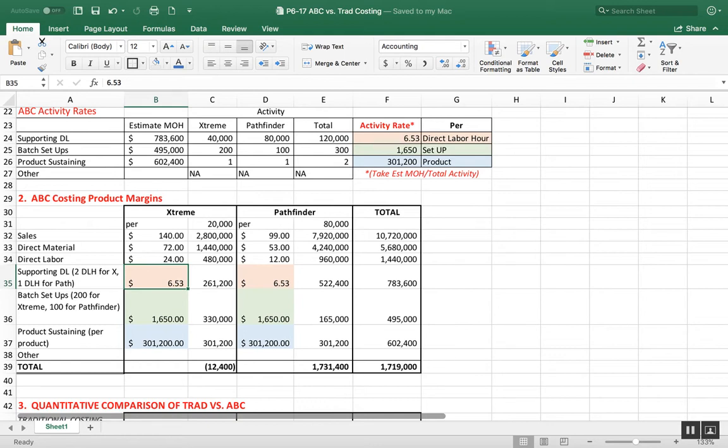So my supporting direct labor hours were $6.53. I color-coded this for you so you could see where I got that $6.53. I take that and multiply it times how many units we're going to produce to get the 261,200, okay? So what does that mean?